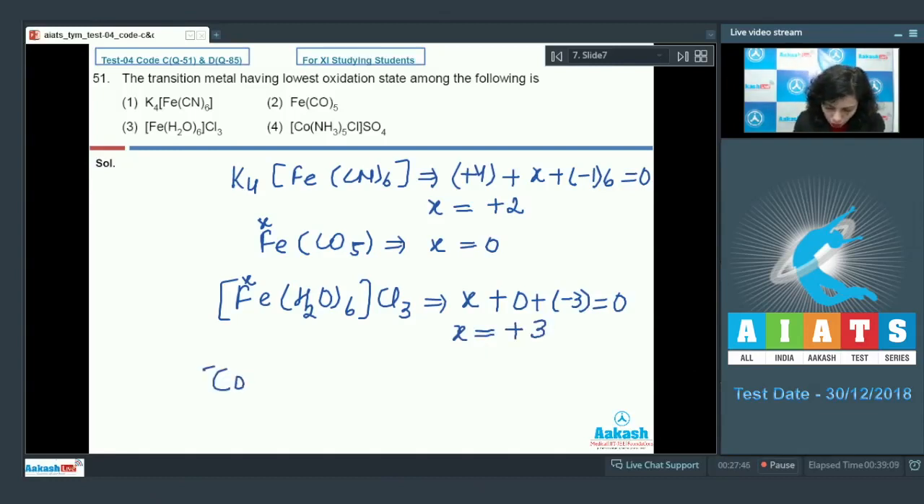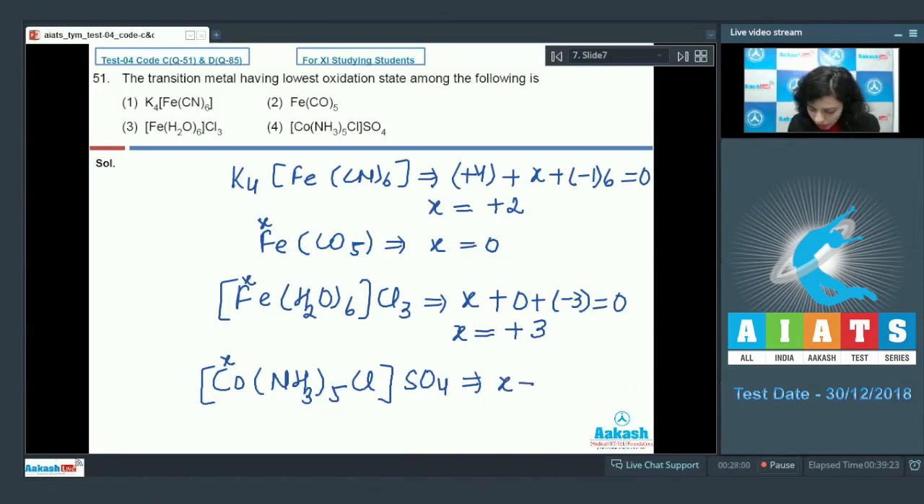The last is the compound of cobalt, SO4. In this case, if you consider that the oxidation number of cobalt is X, then the value of X would be calculated. Ammonia is present here as the ligand, oxidation number 0, plus Cl is here, -1. Sulfate ions are here, -2. So the value of X, if you find out by considering the sum 0, X would be +3.